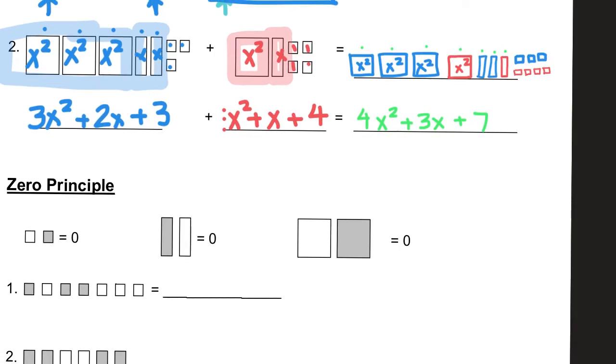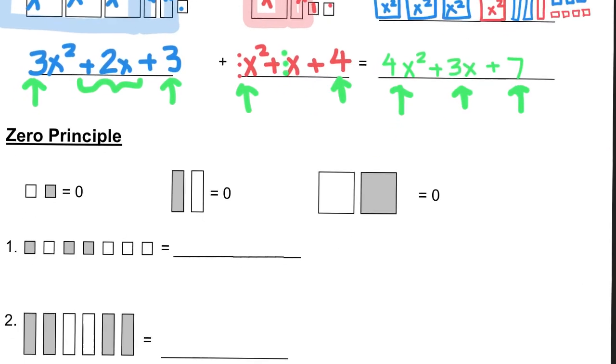Some of you probably have already noticed that when we have 3x squared plus 1x squared, we're adding the coefficients to get 4x squared. When you have 2x plus an understood 1x, 2 plus 1 would be 3x. And finally, we have 3 plus 4 would be equal to 7 units.